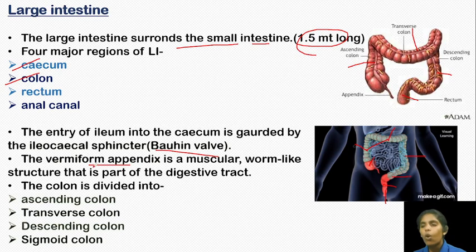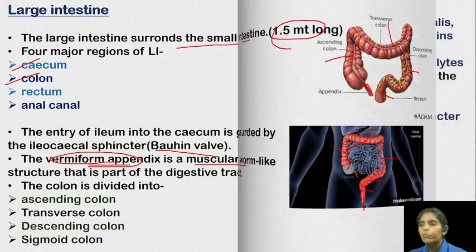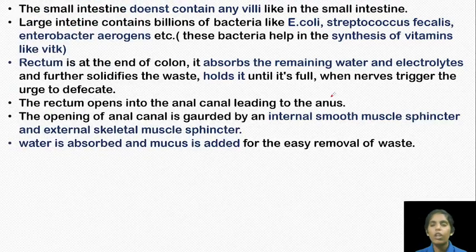And there is a structure called the vermiform appendix. It is a muscular worm-like structure attached to the cecum of the large intestine. It is said to be a vestigial organ. Vestigial organ means it doesn't perform any function. That is about the parts of the large intestine.